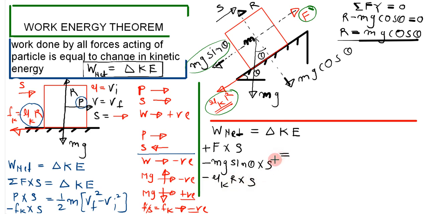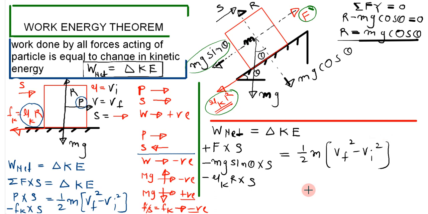So this is the left hand side part of the work energy theorem. So how to apply it? Remember this. For applied force, for weight component, and for friction, deal with them separately. So there will be no issue about the sign conventions. So here, 1 by 2 m, final velocity square minus initial velocity square. So this completes the total equation, the work energy theorem for this particular block.